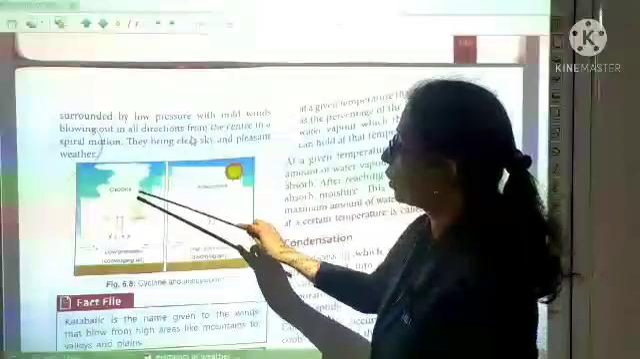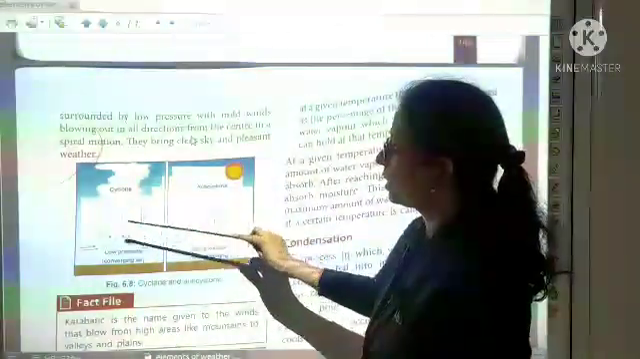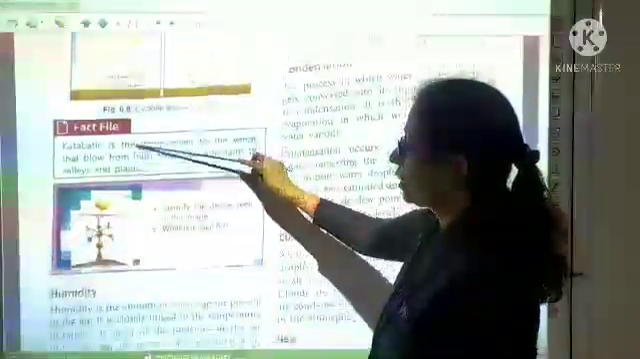See, this is the cyclone and this is the high pressure area, that is the anticyclone. Clear sky you will find here, or here you will find the cloudy sky.